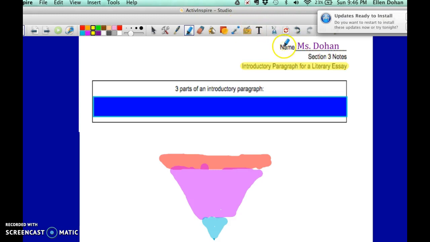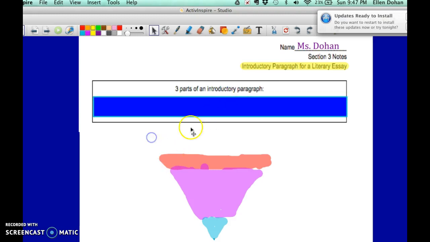First thing is, make sure you put your name at the very top. These, if they were able to be glued into your notebook, they'd go in section 3. And we're going to take some notes on this worksheet. The goal is for you to be able to use this worksheet as you draft your intro paragraphs.